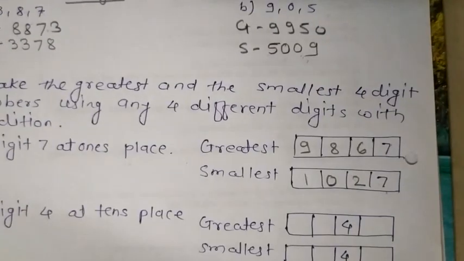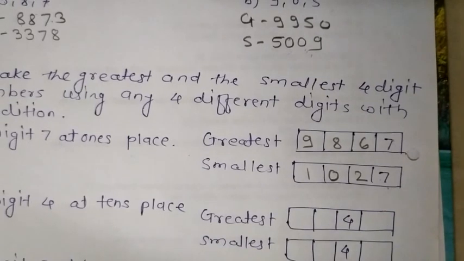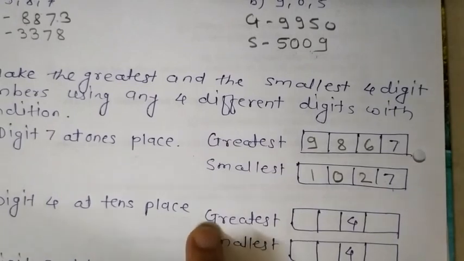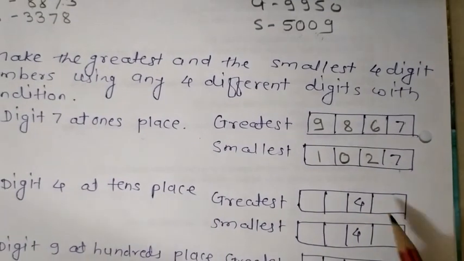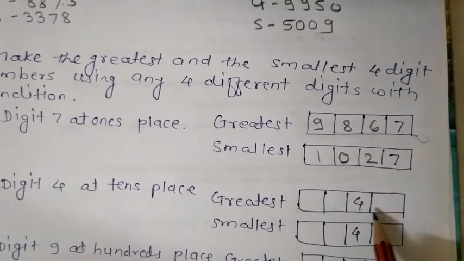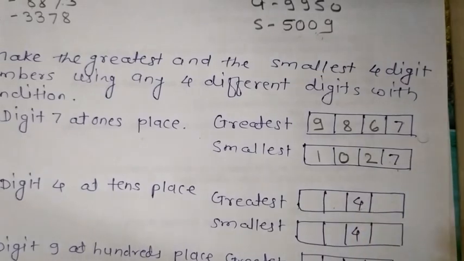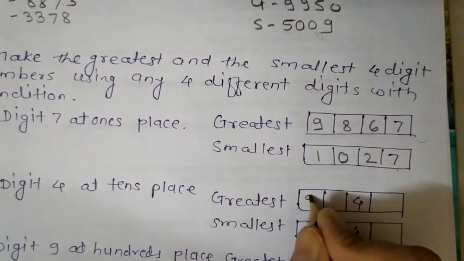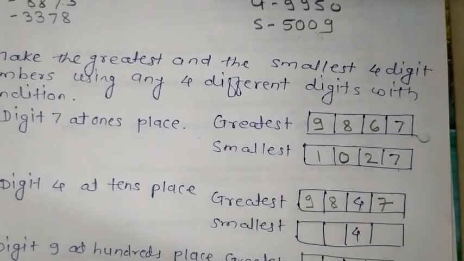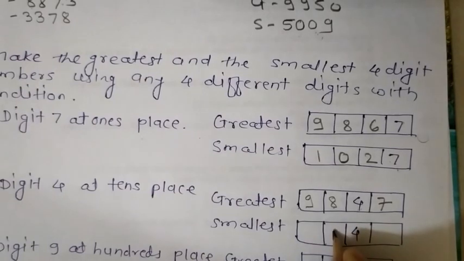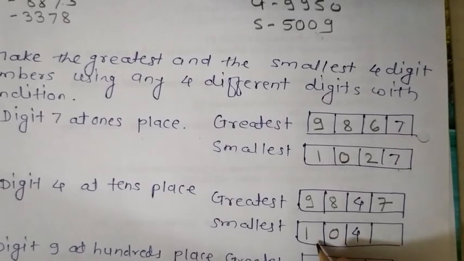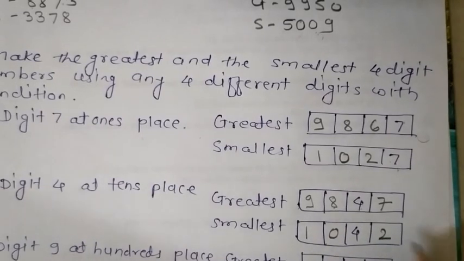Very simple. Then the second one: the digit 4 at the tens place. Okay, so digit 4 at the tens place means this is the ones, tens, 100, 1000 place. So here it is at the tens place. Then for getting the greatest simply use 9, 8, 4 is already given, 7. Then for the smallest you cannot use 0 first, so use 0 at the second place. Use 1. Then you already used 1, you didn't use 2, so simply write 2.